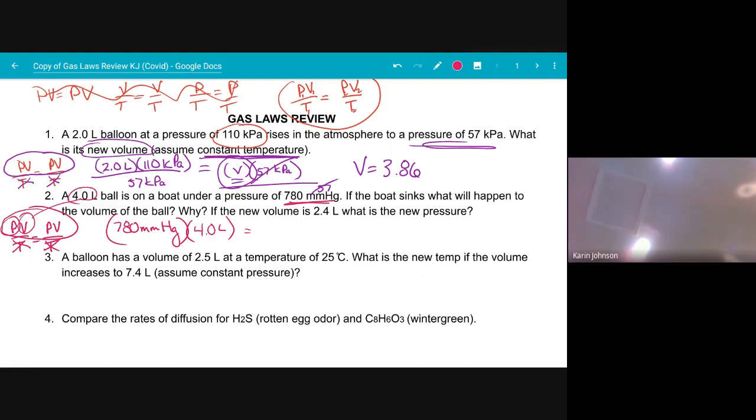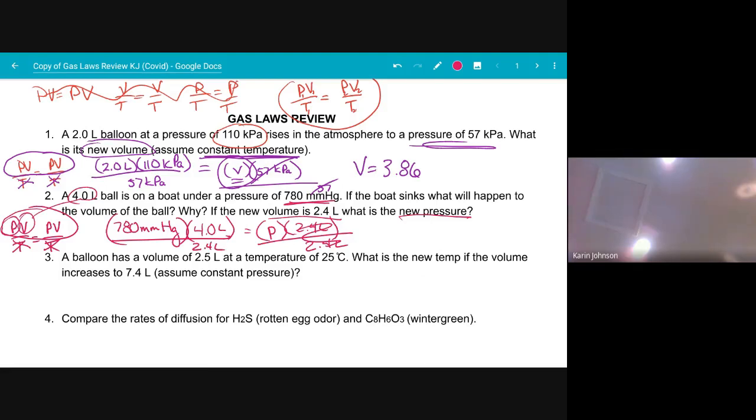Now we want to set it to the second volume and pressure. So we know the new volume. They gave us that, but they didn't tell us the new pressure. So pressure is going to be our variable that we're solving for, and our new volume is 2.4 liters. We want to get pressure by itself. So to do that, we divide both sides by 2.4 liters. That makes this side go away.